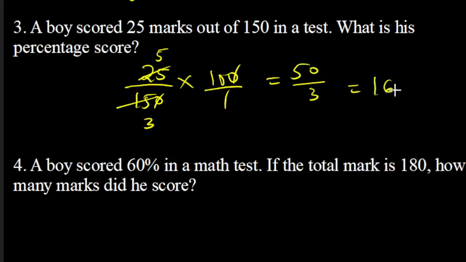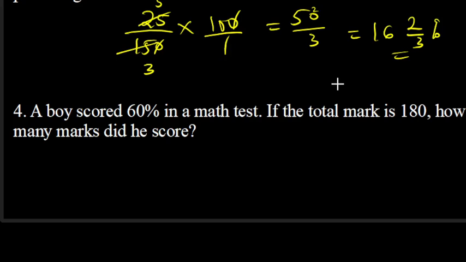5 here is 5, here is 3, so this is 5 times 10 is 50 over 3, and this is 16, because 3 into 5 is 1, then into 20 is 6, remainder 2, so this is 16 wholes two thirds percent.